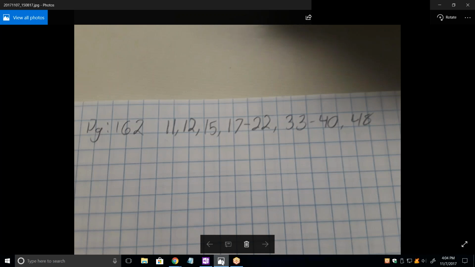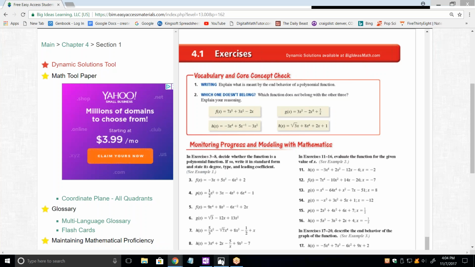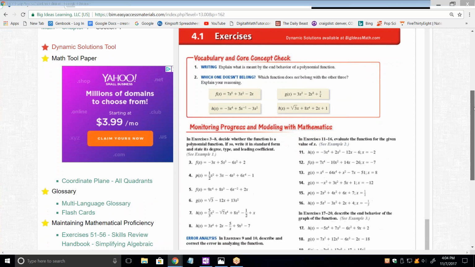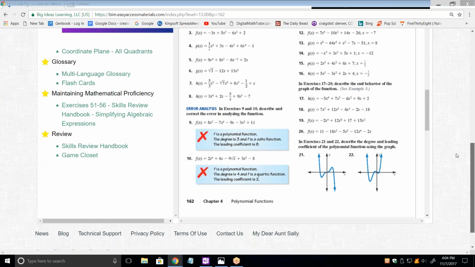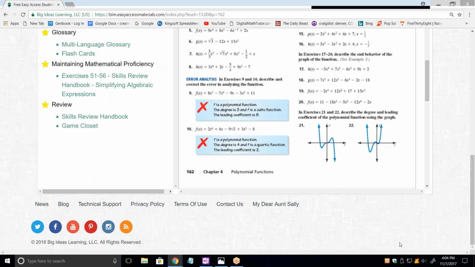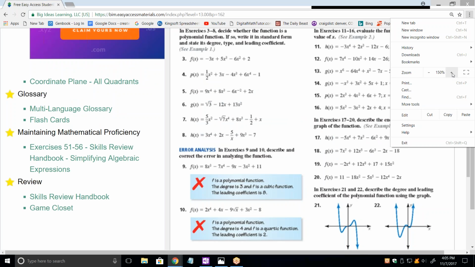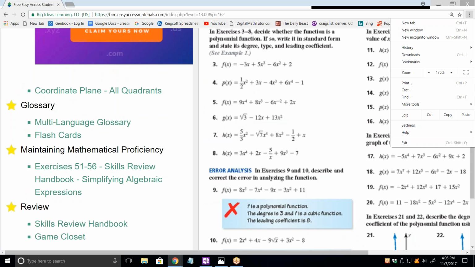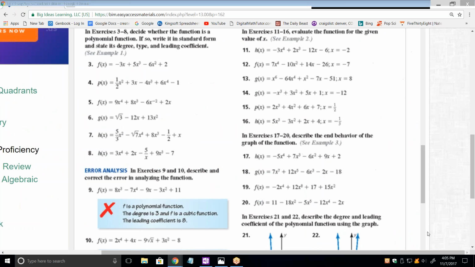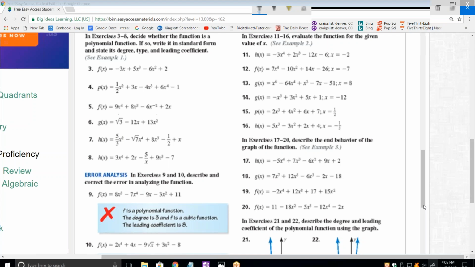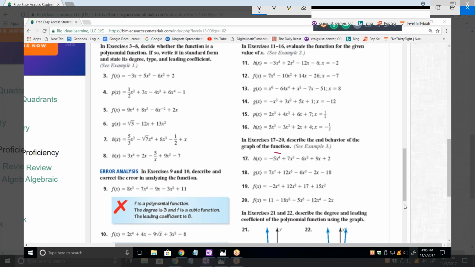You did the first two, so we want to start on 15 and then 17 through 22. Is that right? I did 15 today, so I started at 17. Okay, let me increase the size of that a little bit. Okay, end behavior is strictly a function of the highest degree term. So on 17, I don't care what any of that is. You can cross it off.